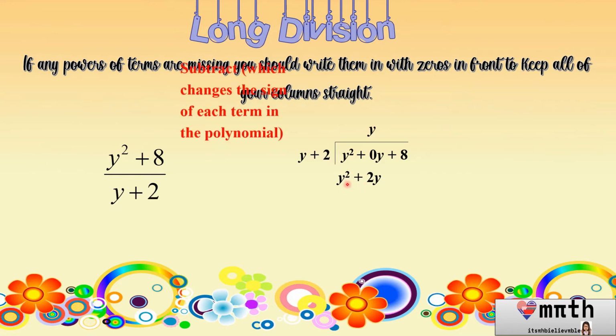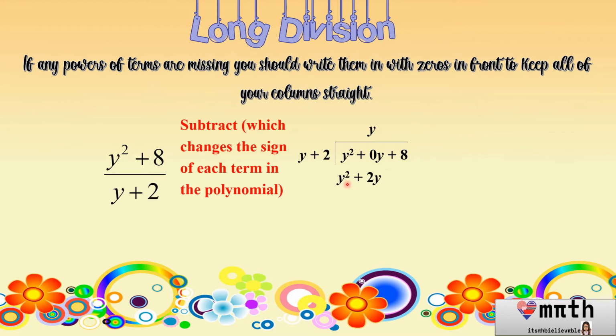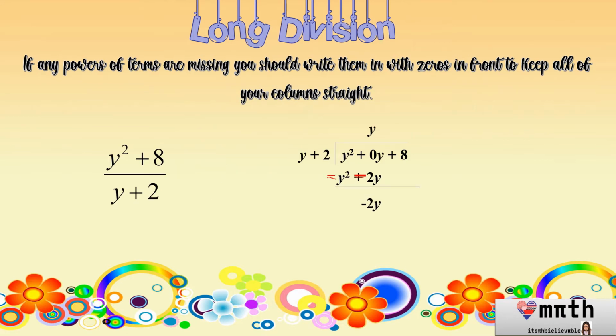From there, let us now subtract, which changes the sign of each term in the polynomial. Let us now change the sign. From positive, this will be negative. From positive, this will also be negative. Then, let us perform y squared minus y squared, that will be 0. 0y minus 2y, that will be negative 2y. Then, we're going to bring down the next term, which is plus 8. So, that will be negative 2y plus 8.